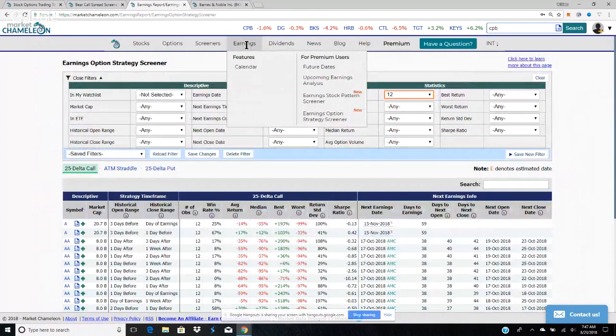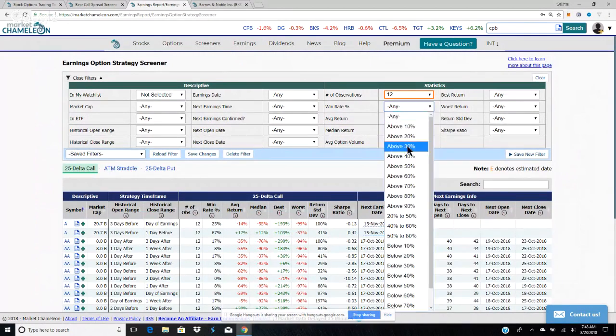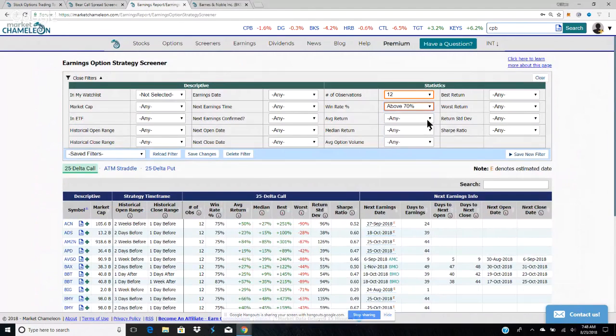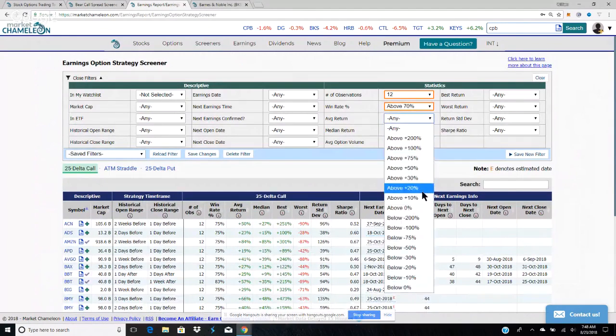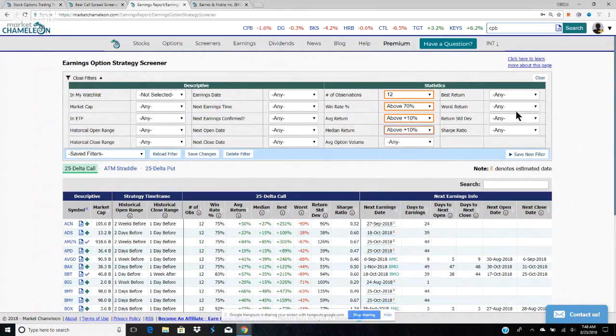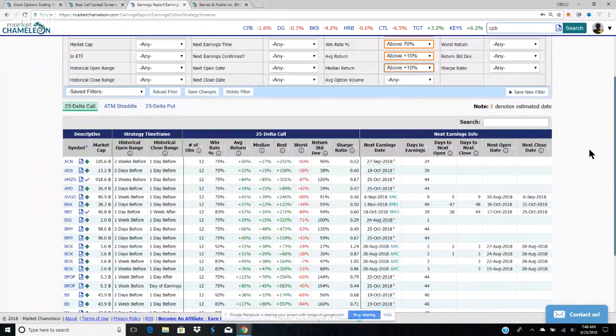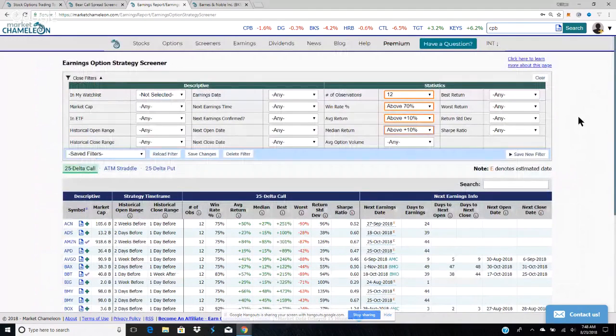So again, it's earnings to earnings down. The earnings option screener got me here. I did the number of observations, win rate, average return. By the way, guys, you can actually save these filters. Will likes to put it in every time. He's old school, but you can actually save this filter. So if you did like above 70, 10% winner, and you just save the filter, and then you just click it on the drop down there on the left-hand side under save filter, so you don't have to enter those things every time.